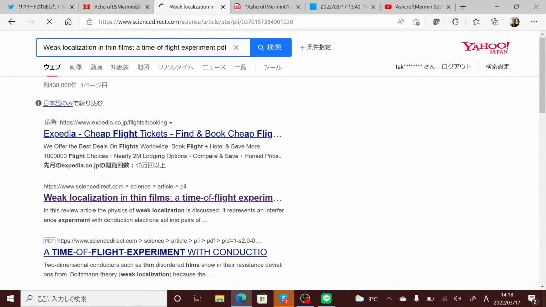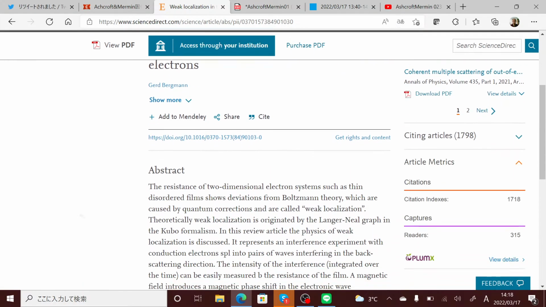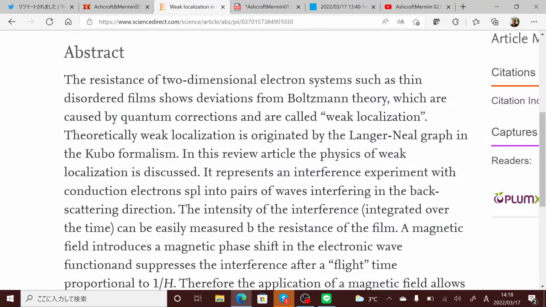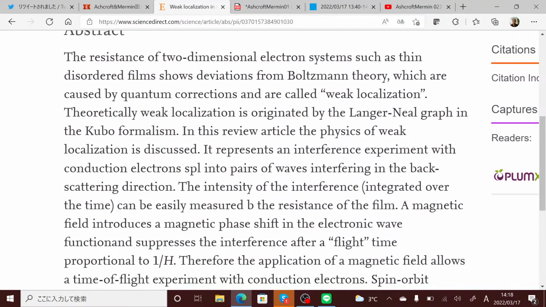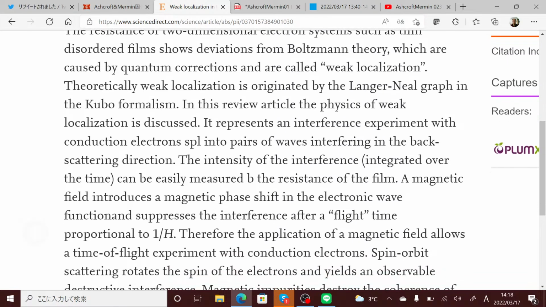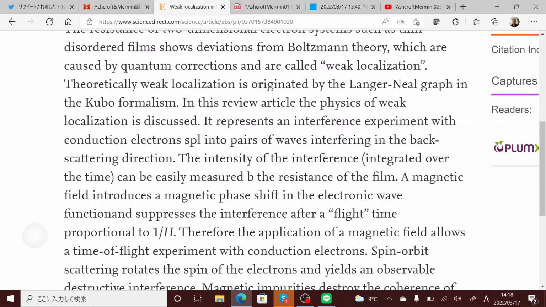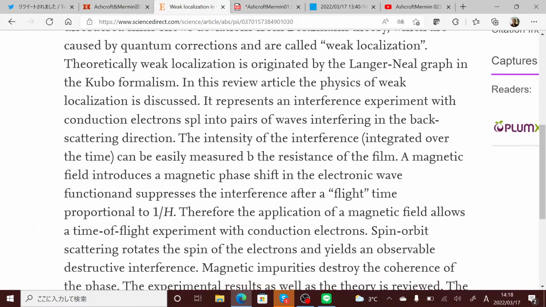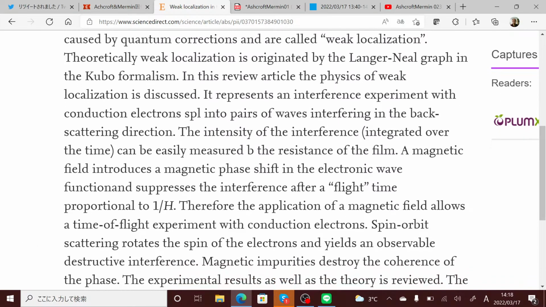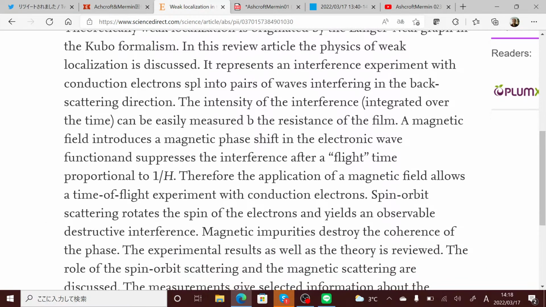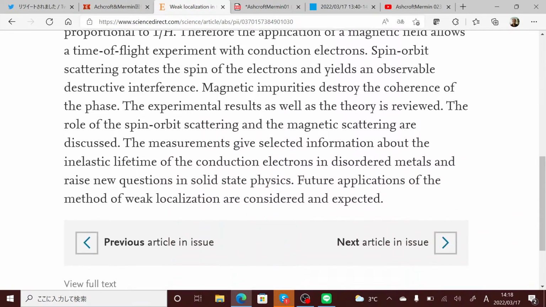We can go to this. Then there should be an abstract. A resistance in a two-dimensional system such as a thin disordered film shows deviation from Boltzmann theory, which is caused by quantum correction called weak localization. Theoretically, weak localization is originated by the Langer-Neal graph in the Kubo formalism. In this review article, the physics of weak localization is discussed.